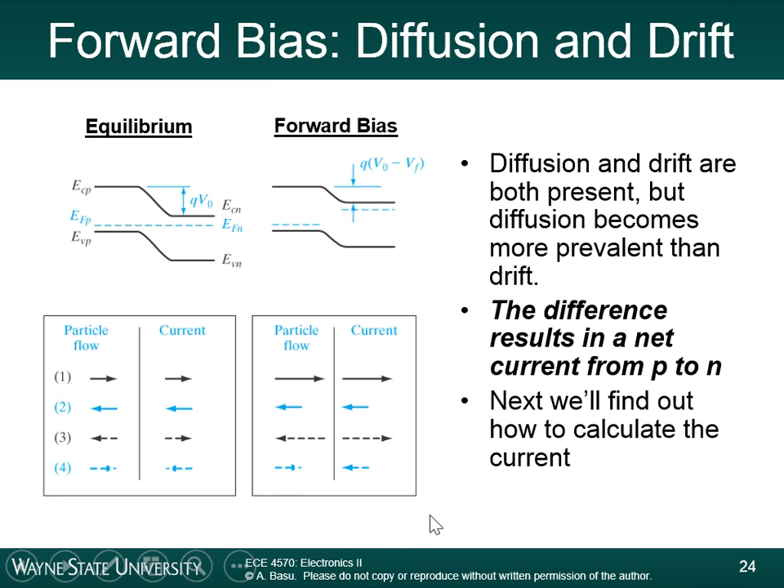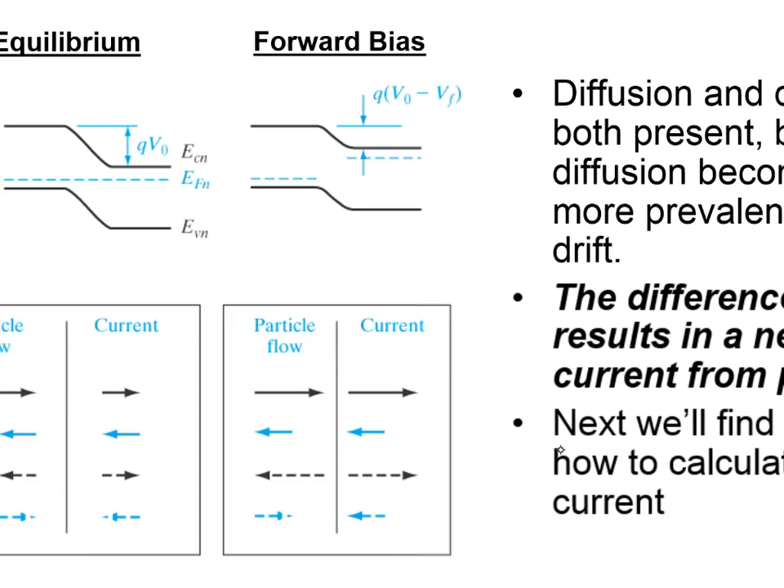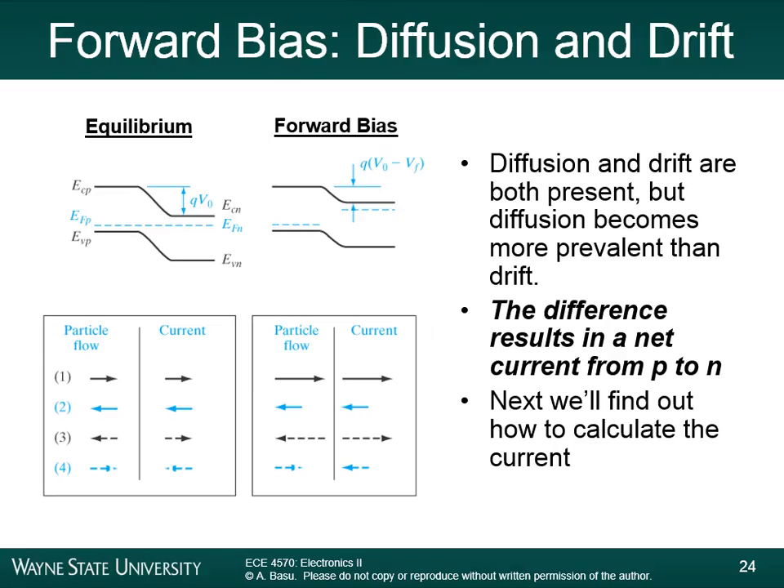So let's do this exercise together. Forward bias, diffusion and drift. Diffusion and drift are both present, but diffusion becomes more prevalent than drift. The difference results in a net current from P to N. If the drift and diffusion currents were balanced at equilibrium, now they're unbalanced. If they're unbalanced, that results in a net current.